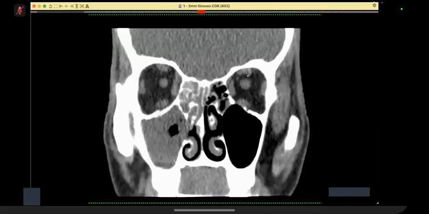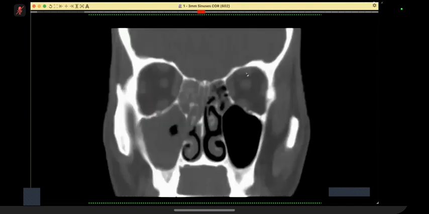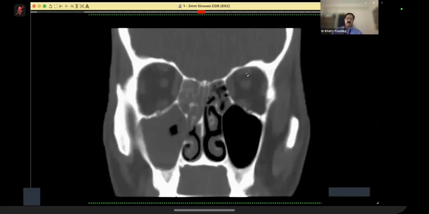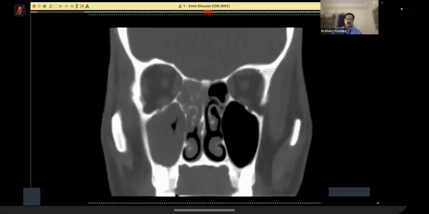I'm presented with coronal CT images of the facial bone, non-contrast. Within the right maxillary sinus, there is near total opacification. Have you got the mouse? You want the mouse? Oh, yes, please. I'll just request control for it. Thank you.